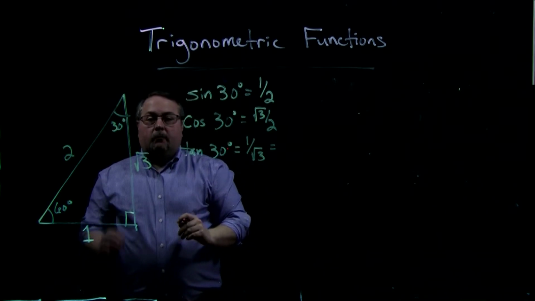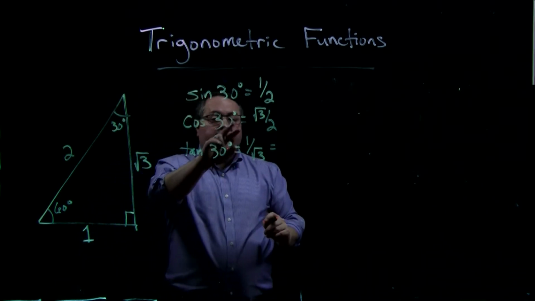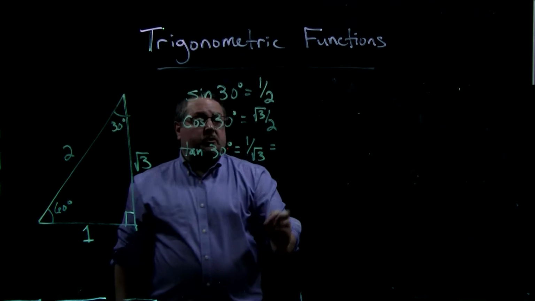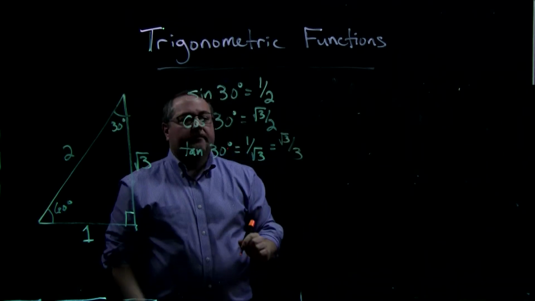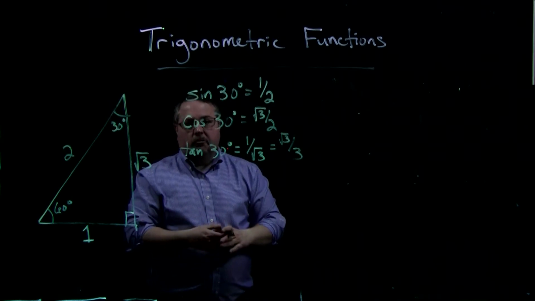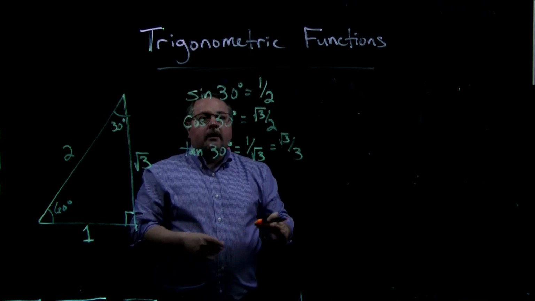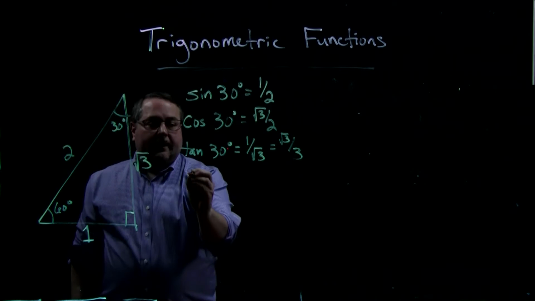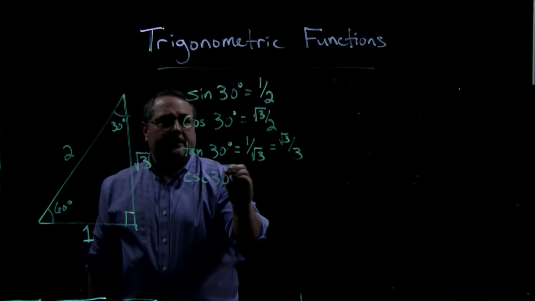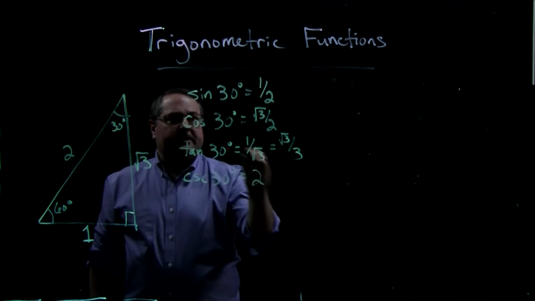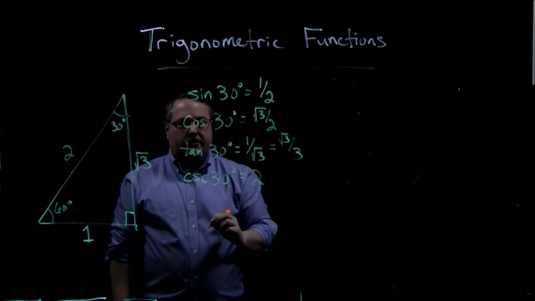Okay, and then again, if we wanted to rationalize that denominator, we could multiply the top and bottom by the square root of 3, and it would become square root of 3 over 3. Not my preference, but you will see it that way in ALEKS. And then if we take the reciprocals, we're going to get the cosecant of 30 degrees is the reciprocal of the sine, so that's going to be 2.